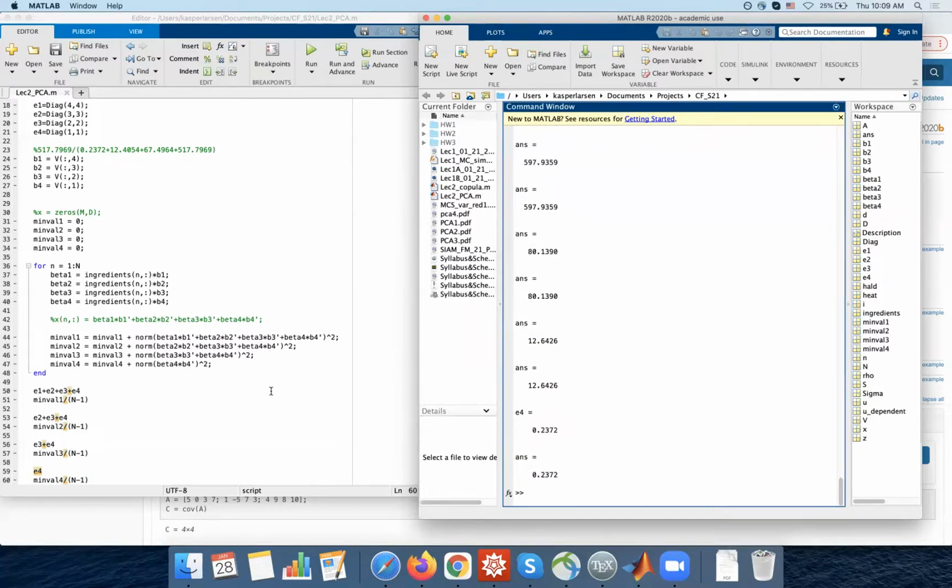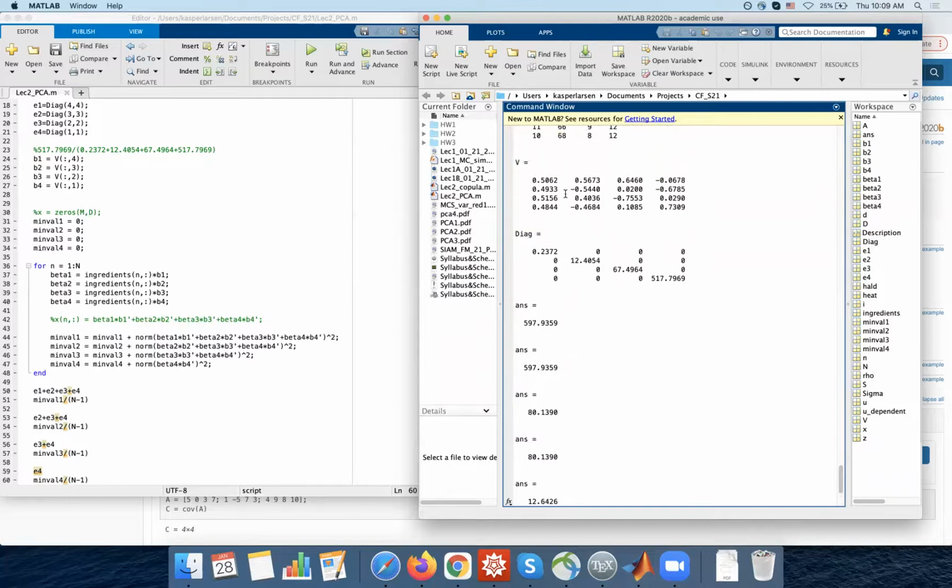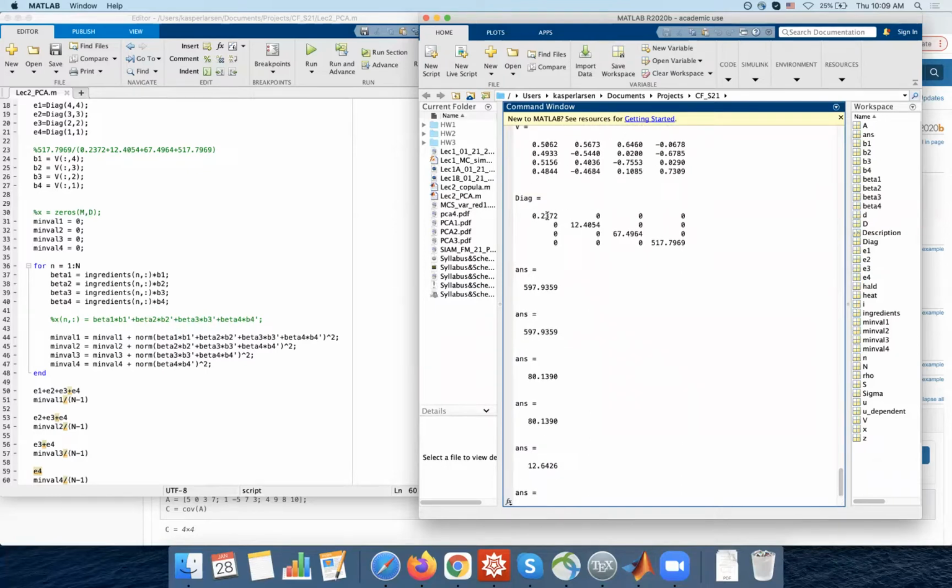If I'm looking at the last one, that's number 4, that's the E4. This is when I'm approximating using the first 3 elements, I'm using beta 1, beta 2, and beta 3 to compress my data. So I'm compressing it onto a 3-dimensional space. Okay, so then the error that remains is fairly small, right? The only thing that remains is the error coming from the eigenvector with the lowest eigenvalue.